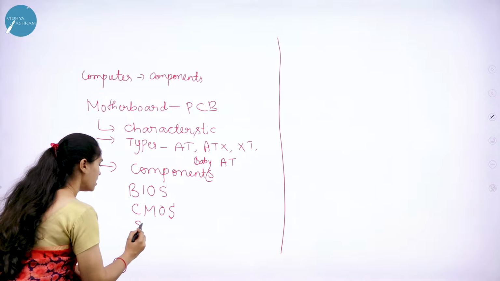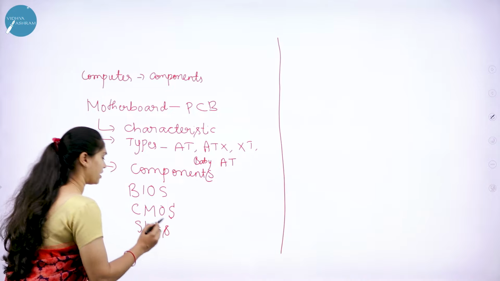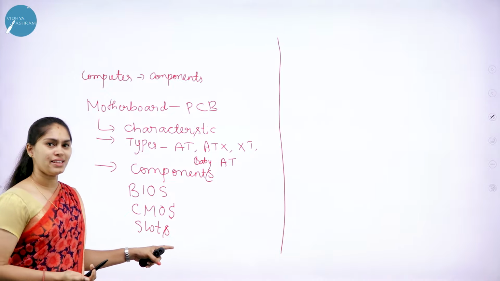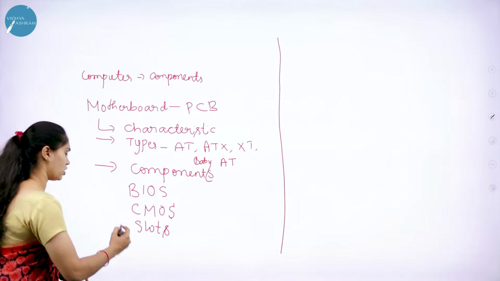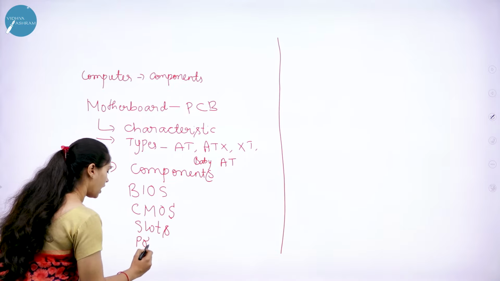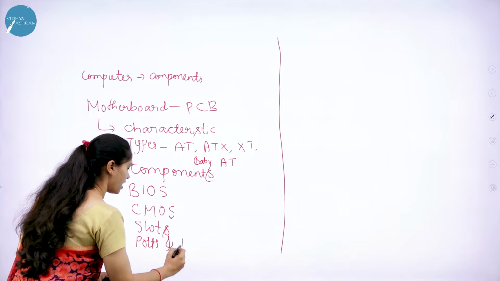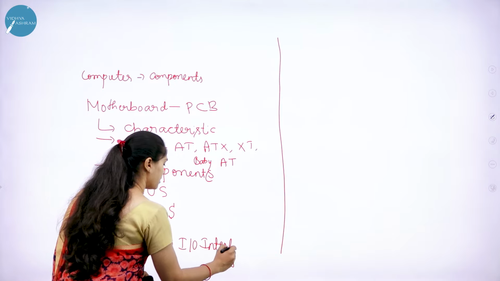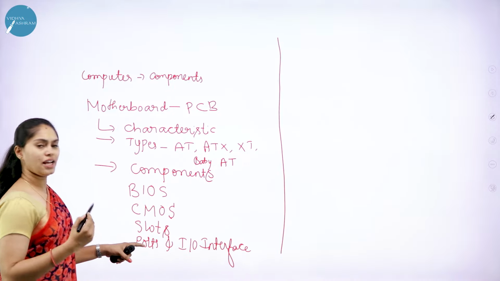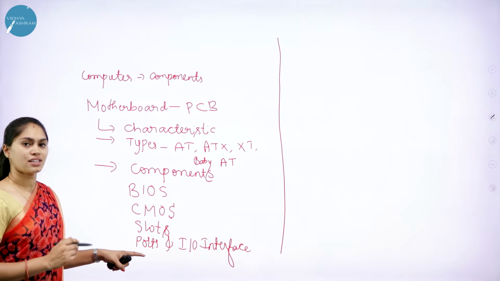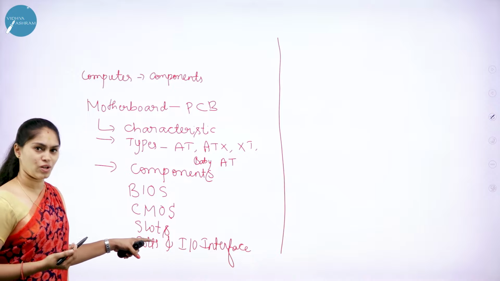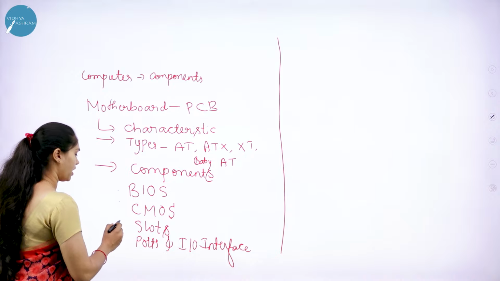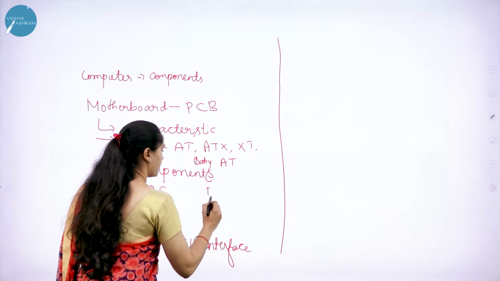And also we have slots. We have to understand the definition of slot and what types of slots we have. All these things are very important. And also we have ports and input output interface. These ports are mainly used to connect the external devices to the computer system. These slots are going to improve the capability of a computer system. And also we have disk controller.